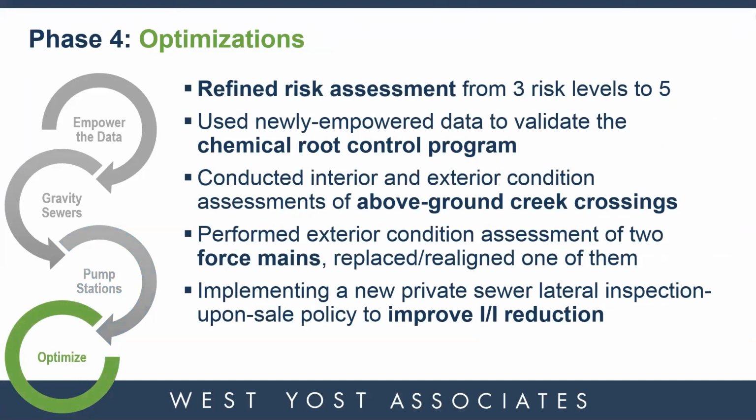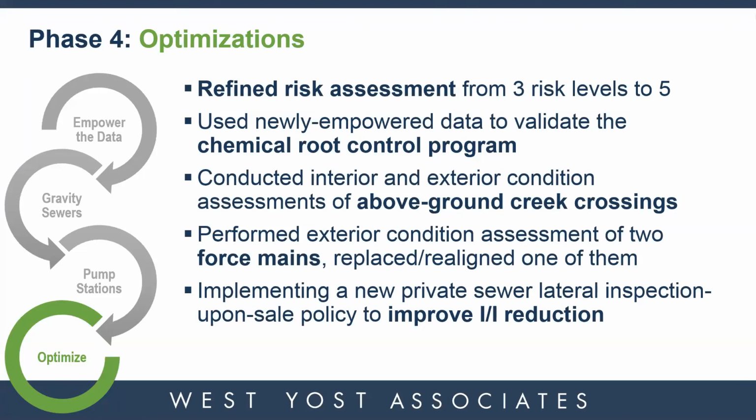One of the first things we did was refine the pipeline risk assessment from 3 risk levels to 5 risk levels. We then were able to use that new risk assessment and all of that other data to validate their chemical root control program. So the root foaming program got prioritized by the same system. We conducted interior and exterior condition assessments of the above ground creek crossings, because they had a lot of aerial crossings of creeks that ran right across the creek with pipe supports that may or may not be failing.